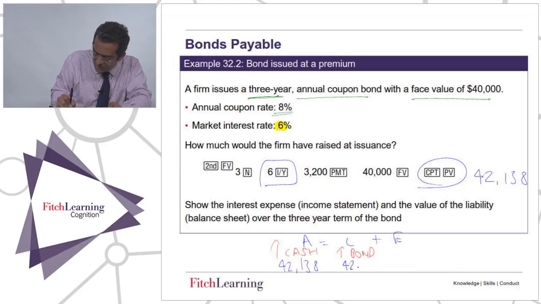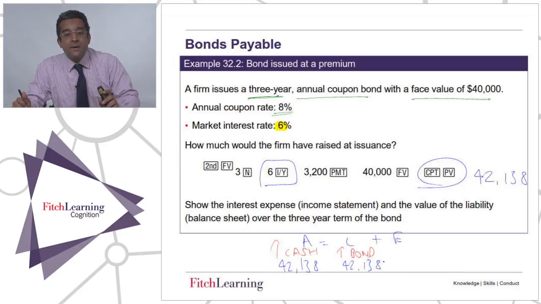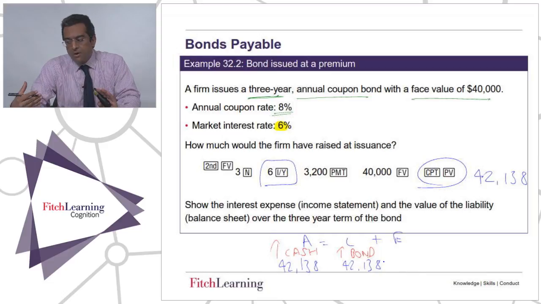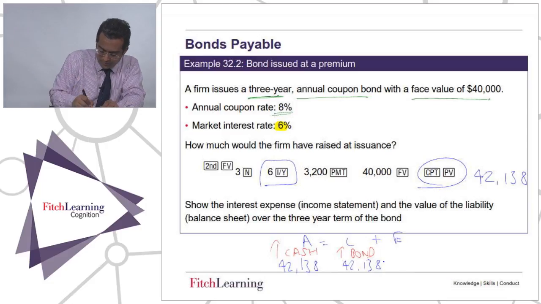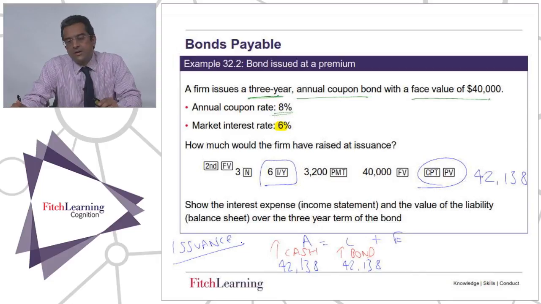But as before, we are going to use the amortized cost method, so the bond should, of course, converge to 40,000 over its life. The way to do that is to use this method. Okay, so this is the balance sheet at the date of issuance. And unsurprisingly, we would start our numbers at the issuance date and go forward from there.